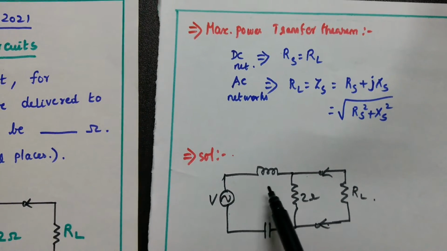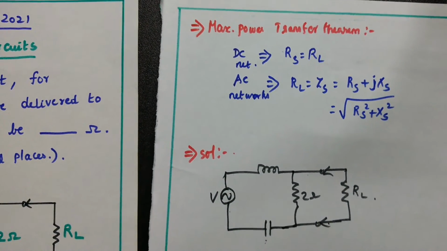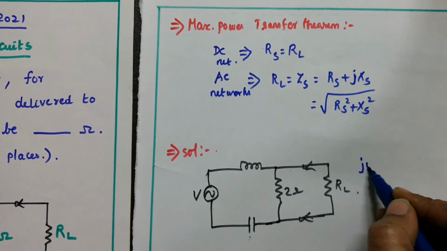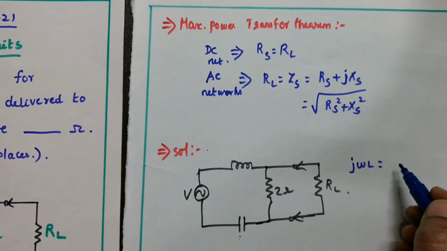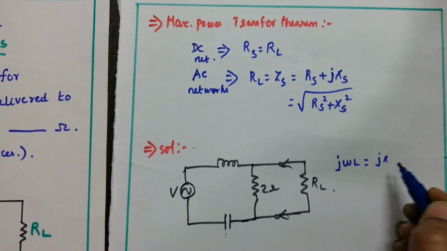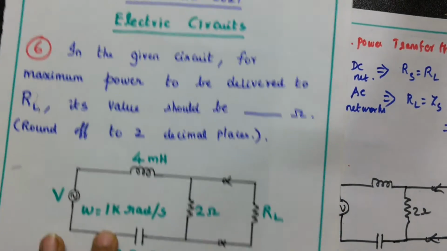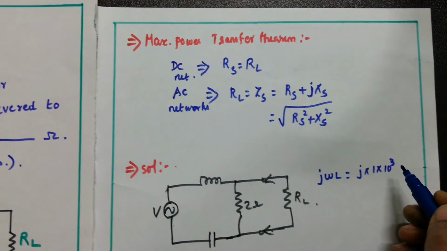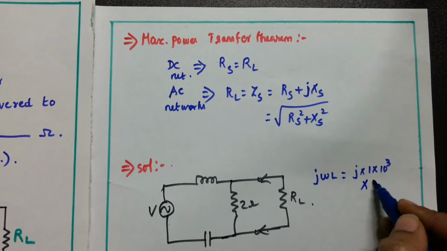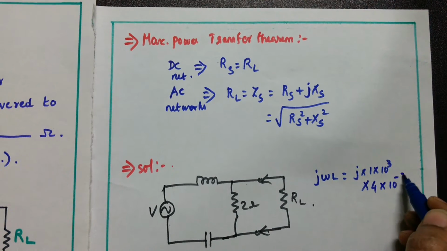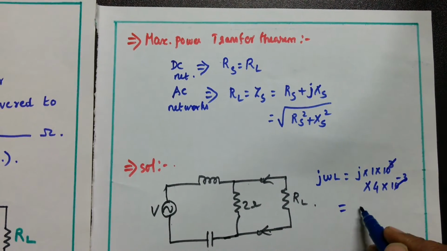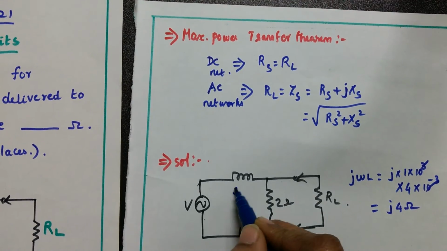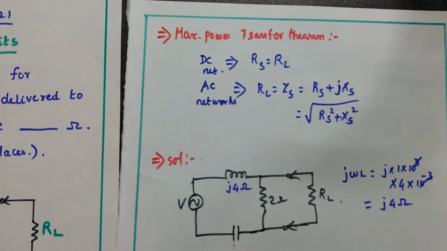Now we are converting the inductance and capacitance into the omega domain. For conversion, L becomes j omega L. So j into what is given? The frequency is given as 1k radian per second, so 1 into 10 power 3 into 4 millihenry, which is 4 into 10 power minus 3. So it will get cancelled, and this becomes j4 ohms.